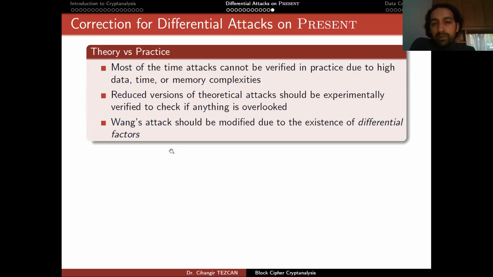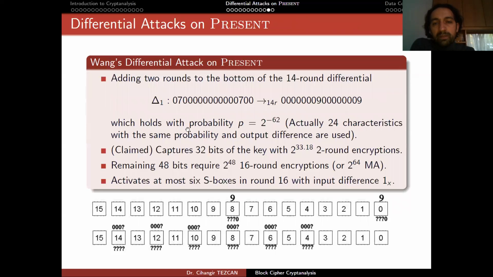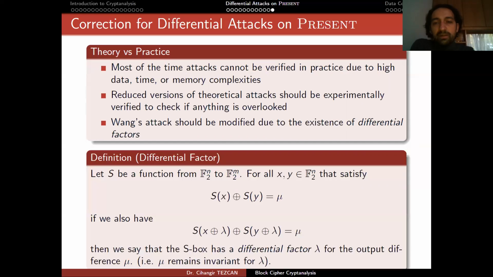Wang's attack should be modified due to the existence of differential factors. This is something that we actually discovered a few years ago. We observed that when you perform this attack, Wang claims that you can capture 32 bits of these round keys, because you are guessing key bits here, 4 bits here, 4 bits here, and so on. But when you perform the attack, you will observe that not only the correct key gets the highest counter, but some other keys also get the same counter as the correct key, and you cannot distinguish them because all of them get the same counter. This is due to the existence of differential factors, and we define the differential factors in this form.